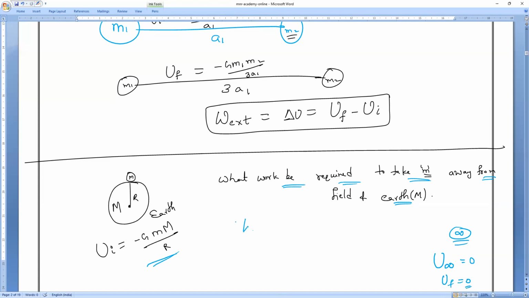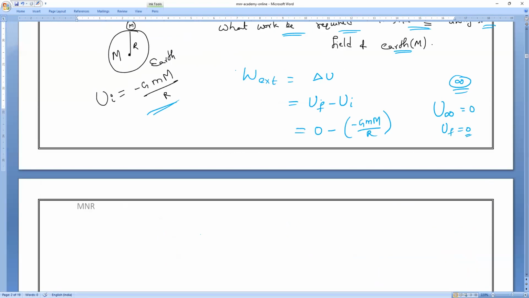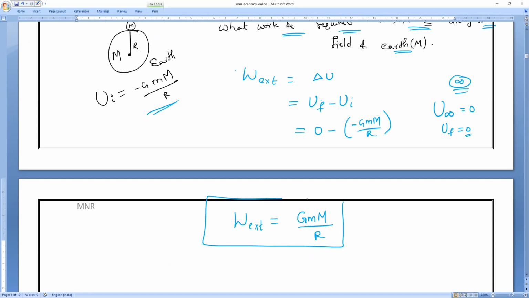What is the work done? Work done by the external force is equal to the change in potential energy. Change in potential energy means final potential energy minus initial potential energy. Final potential energy is 0, minus of initial potential energy, which is minus G into small m into capital M divided by R. So work done by the external force is minus of minus, plus, capital G into small m into capital M divided by R. So this is the work done.